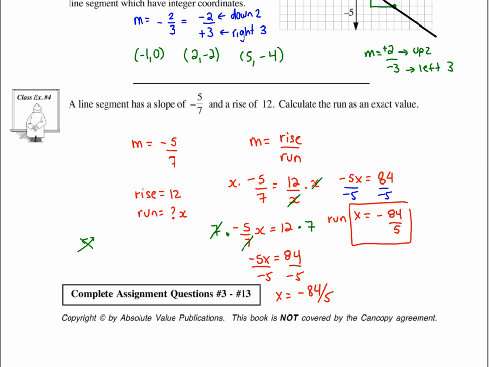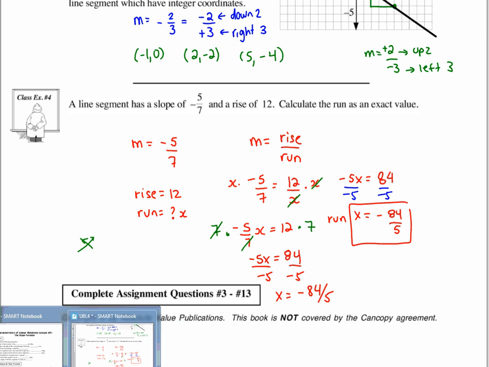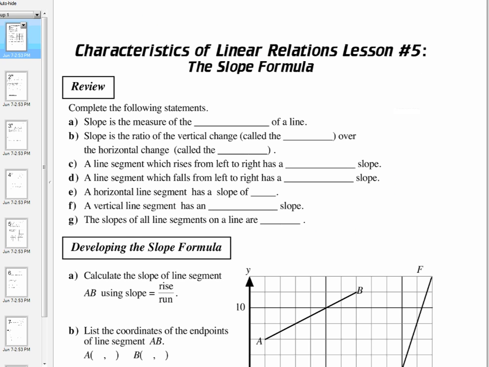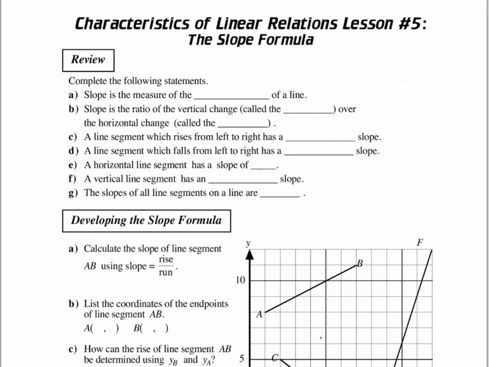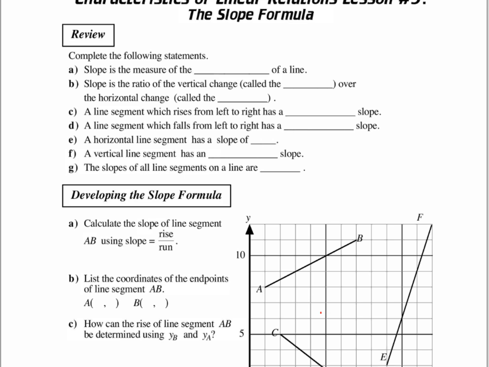It's a little bit more proper because there are cases in math that you'll see, especially in Math 20, where you can't cross multiply. All right, we're going to quickly turn over to lesson 5 now. And so this was a review of rise over run. Some new stuff, but mostly review. And so let's go through this first one here, this first review.